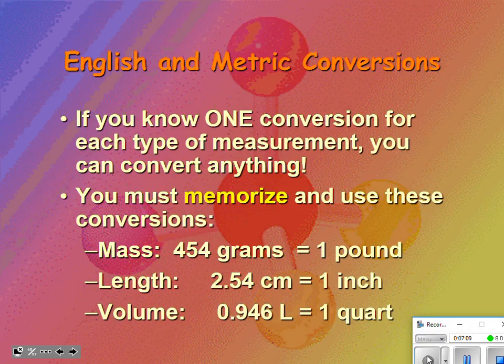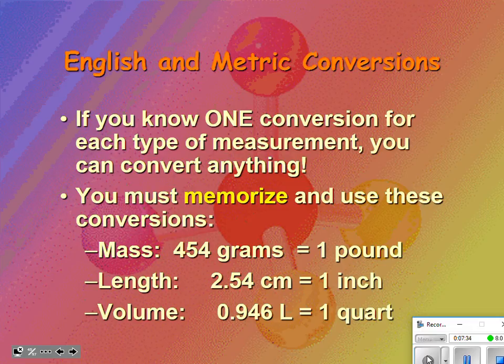English and metric conversions. It says here you must memorize and use these conversions. Mass: 454 grams is equal to 1 pound. 2.54 centimeters is equal to 1 inch in length. Volume: 0.946 liters are equal to 1 quart.